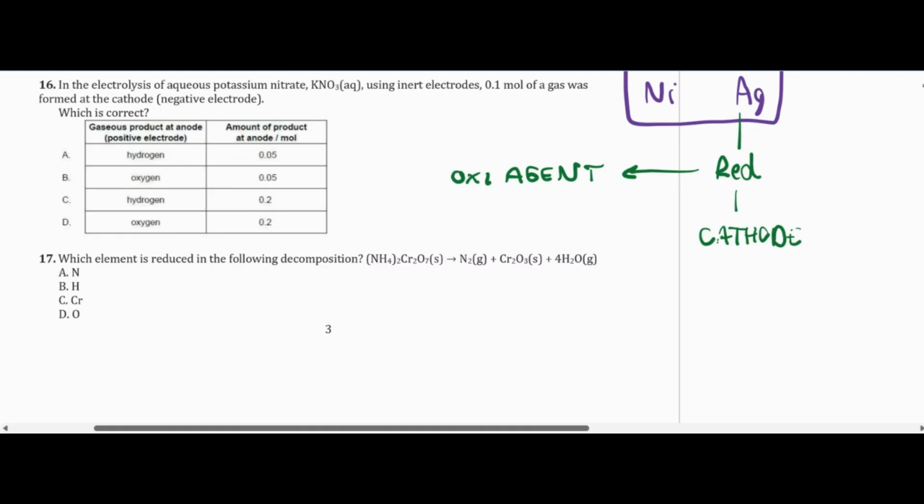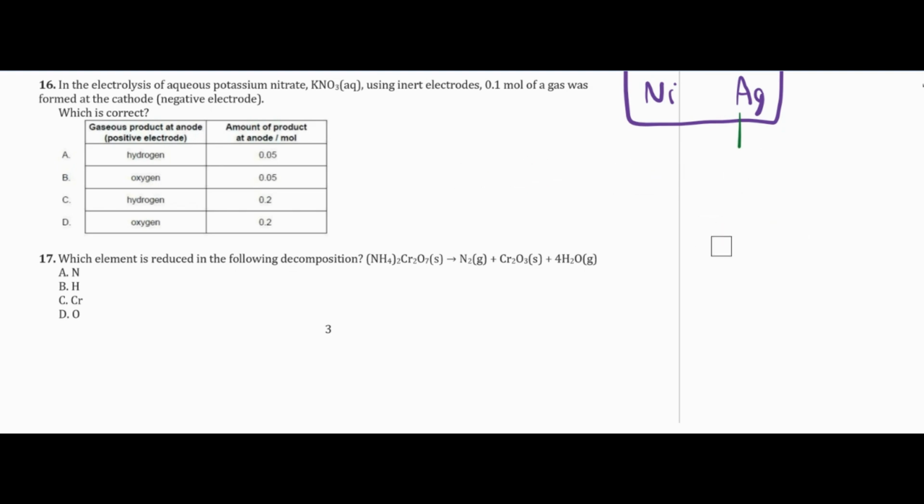Number 16, in the electrolysis of aqueous potassium nitrate using inert electrodes, 0.1 mole of gas was formed at the cathode. So which is correct? Gaseous product at the anode. Okay, so if we again quickly work out our ions at each electrode.